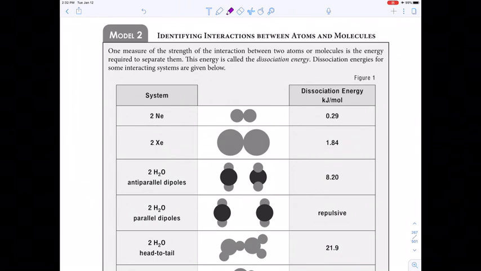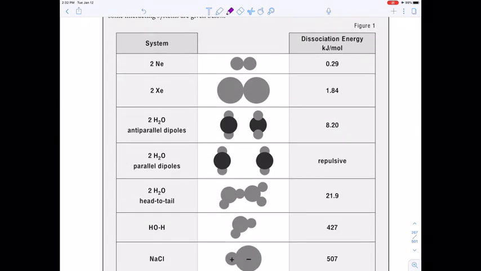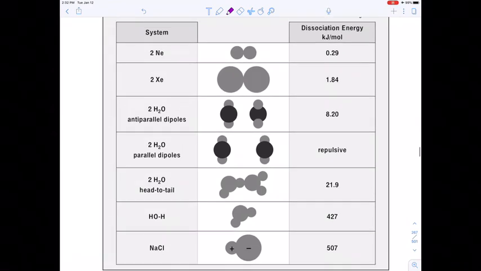To associate means to come together. To dissociate means to separate. Dissociation energies for some interacting systems are given below. If it's a positive value, it's shown as an energy required to separate. Repulsive, so we see the word repulsive here, would mean that they are already repelled by one another, so it's not going to take any energy to do that.